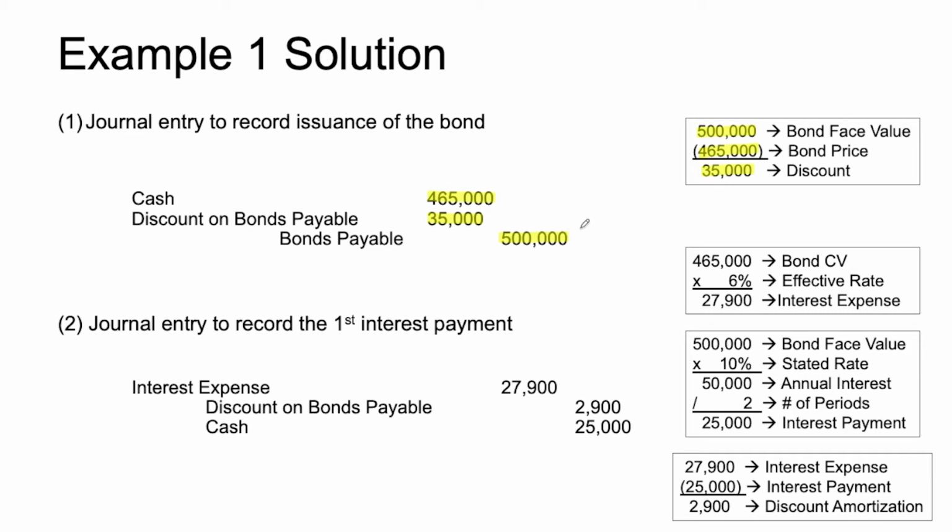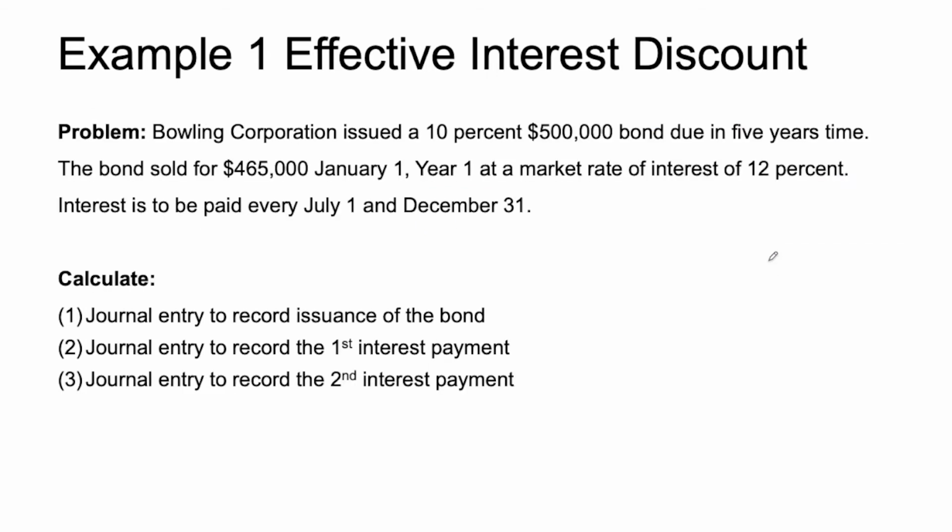Next, let's take a look at how to solve for the first interest payment on this bond. Remember, this just comes down to remembering those three simple steps that we went over on the previous slides. First one, to determine the interest expense. So what we're going to want to do is take the bond carrying value, which was given in the problem at $465,000, and multiply it by its effective interest rate. Here we have 6%, because if we remember, if we take a look at the question here, it says that it was at a market rate of interest of 12%.